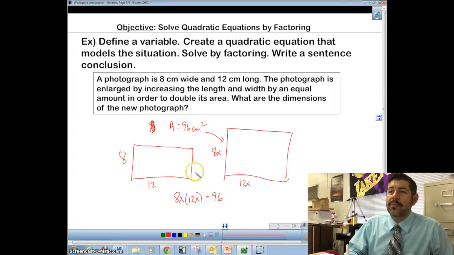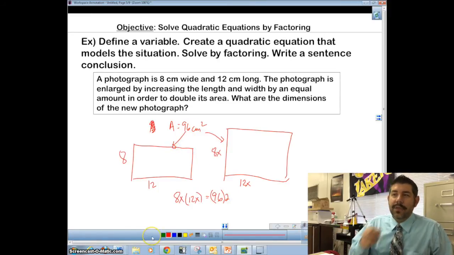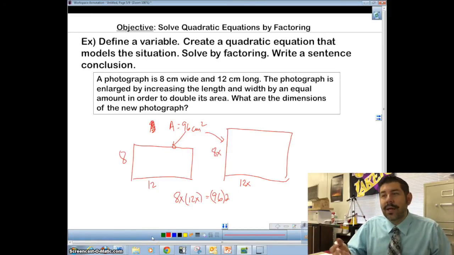Oh, double. We want to double that. Sorry, we're going to multiply this by 2. This is the area of this one, okay? So we have to double the area, so we have to multiply that by 2, right? Because this has to be 2 times 96, which is this area here. All right? Okay, I'll get back to that. We'll finish that in class. So if you want to finish that, we'll finish that in class.